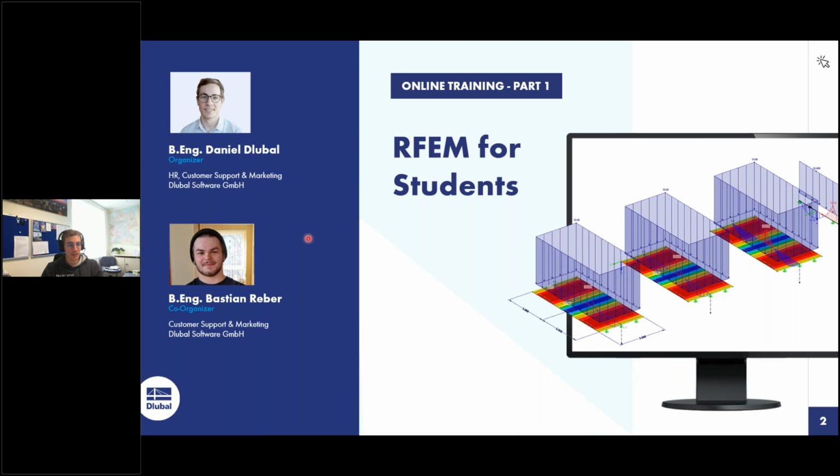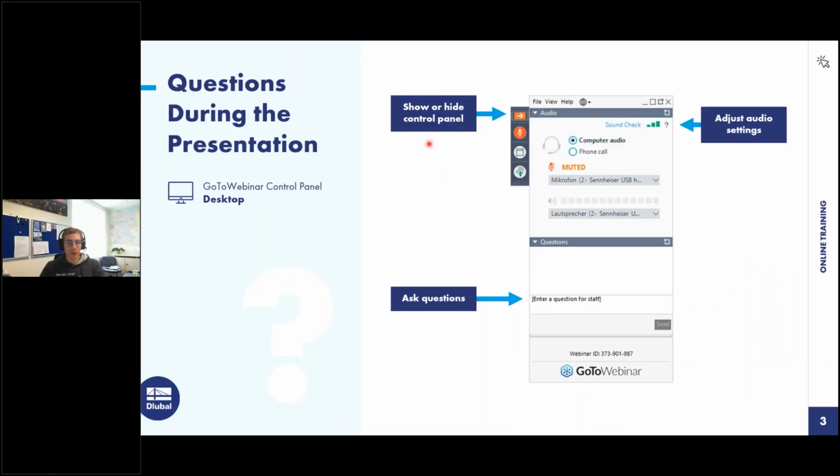Thank you, Bastian. So Bastian will help me today and will also be the second voice in this training. Now I would say, let's go ahead. For those who are using the GoToWebinar platform for the first time, I would show you the general concept. If you use the desktop application, it can look like that. Show or hide control panel. When someone can't hear us, just adjust your audio settings, maybe change your speakers, and then you can hear us. And if you have any questions, put them here in this box, and Bastian or I will answer them.